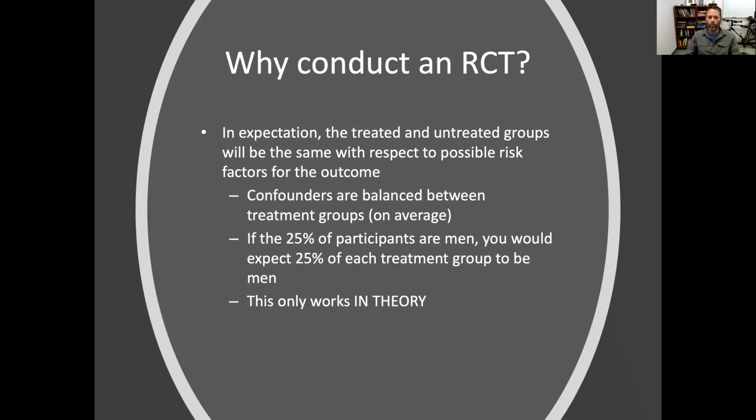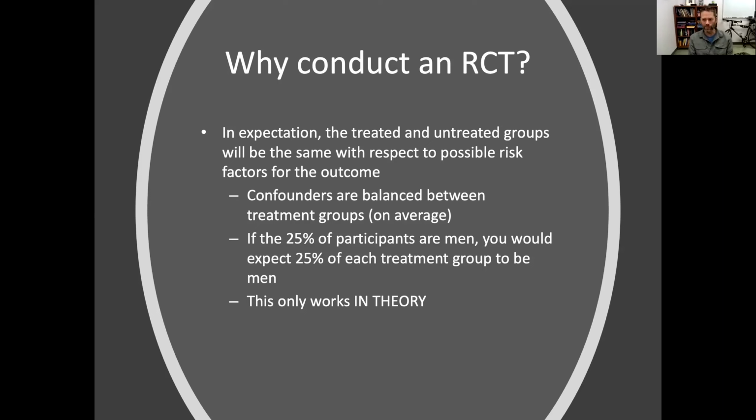So why might you want to conduct a randomized control trial? Well, the big one that everybody talks about is that in expectation, treated and untreated groups will be the same with respect to possible risk factors. So this is what I was talking about with age and sex a few slides ago. If, I guess I have 25% of the participants are men, you'd expect 25% of each treatment group to be men. That's great. It balances the confounders on average between the treatment groups, so you won't have confounding.